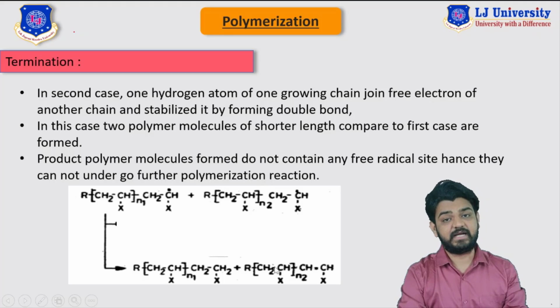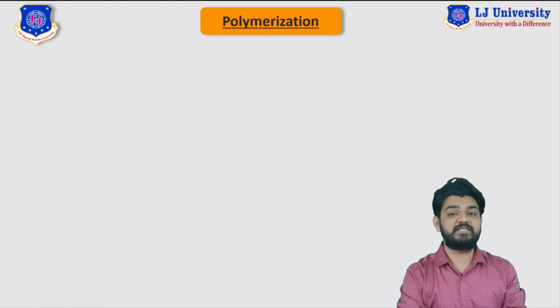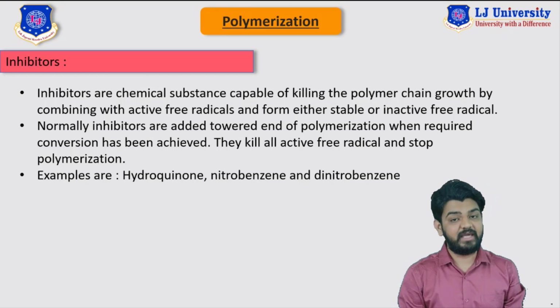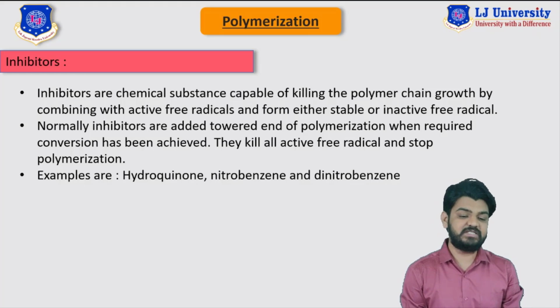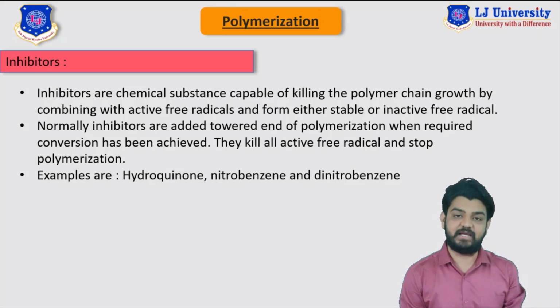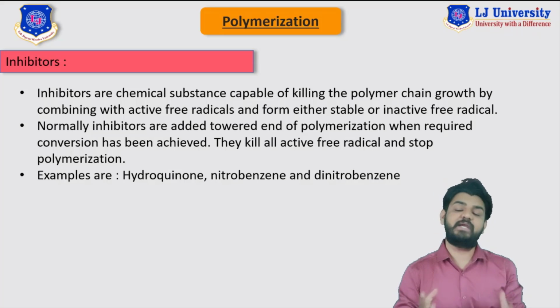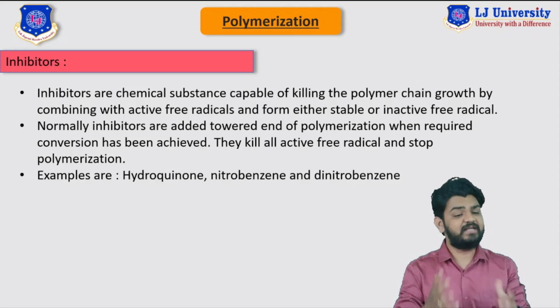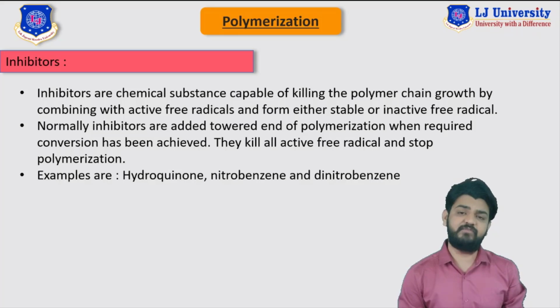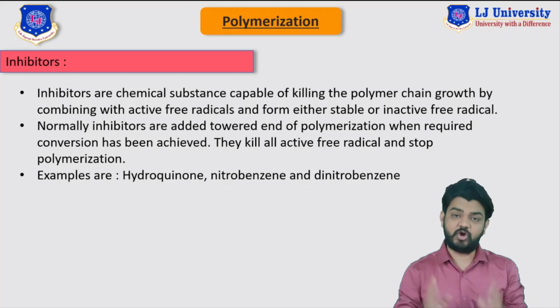Having said that, let's move to the next point, that is inhibitors. Inhibitors are a special kind of compound that are used to kill or arrest the polymerization process. You can see on the screen that inhibitors are chemical substances capable of killing a growing polymer chain by combining with active free radicals and forming either stable or inactive free radicals. So we add the inhibitor in the polymerization process when we believe that the desired conversion or yield has been achieved, so that we can arrest or stop the polymerization process.